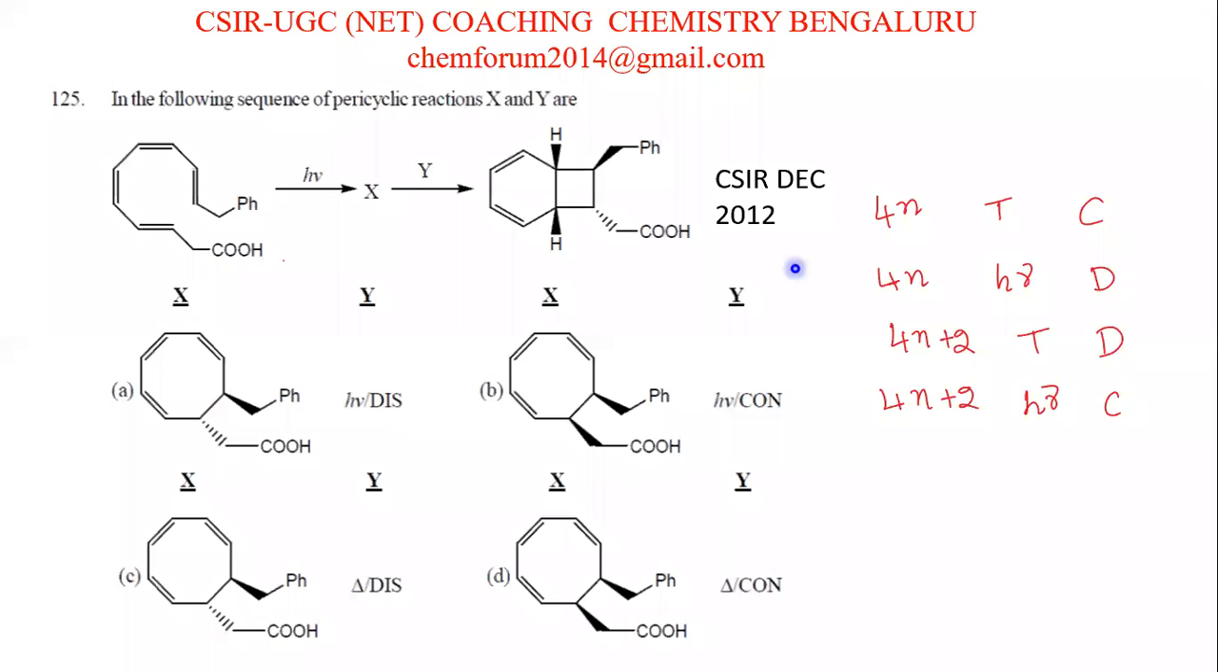In this session, we will continue solving problems on pericyclic reactions. The first reaction here is in the following sequence of pericyclic reactions X and Y, where we need to find the intermediate X and the conditions Y to get the final product. This is the starting material, and these are the set of rules we will follow for doing electrocyclic ring opening and ring closing reactions.